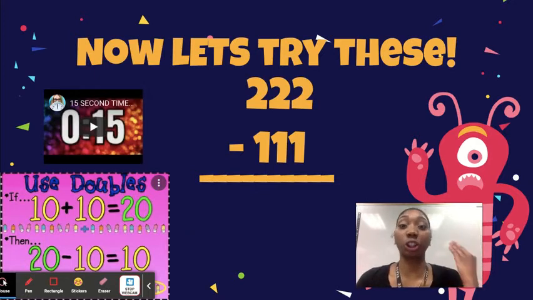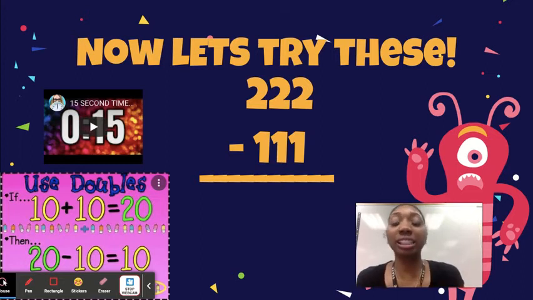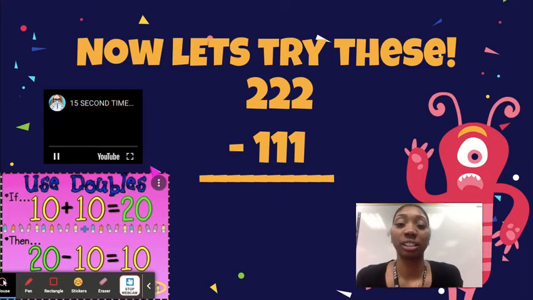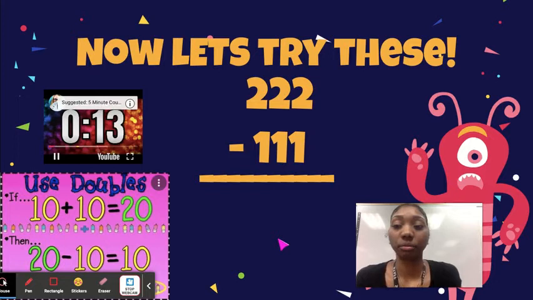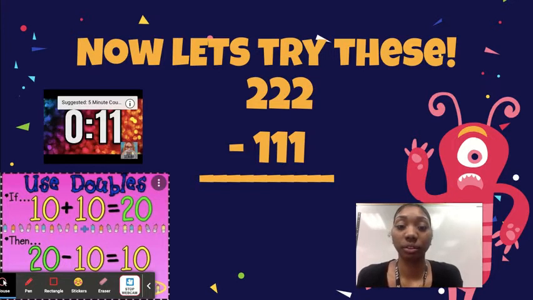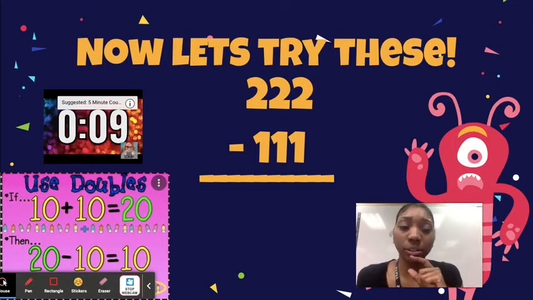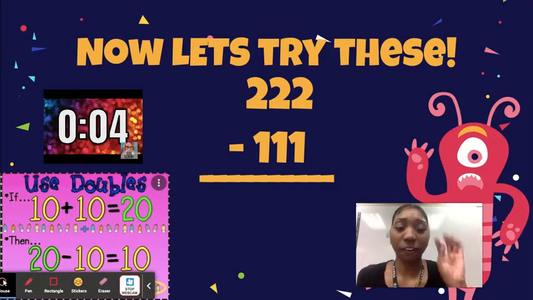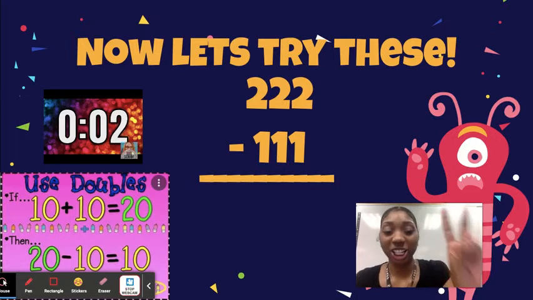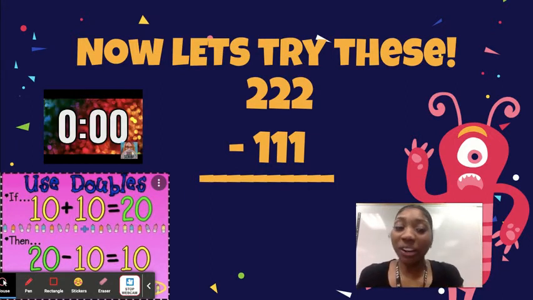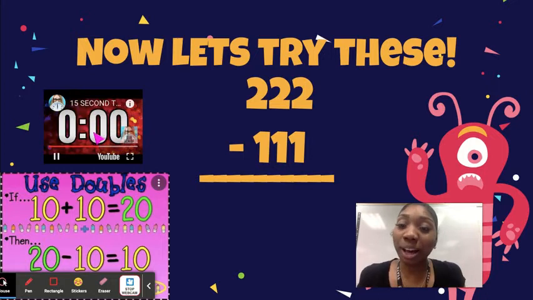Now, let's try 3-digit minus 3-digit numbers. Ready? 222 minus 111, excuse me. Let's see. 15 seconds. Remember our doubles. 5, 4, 3, 2. Okay, time's up. Here we go.